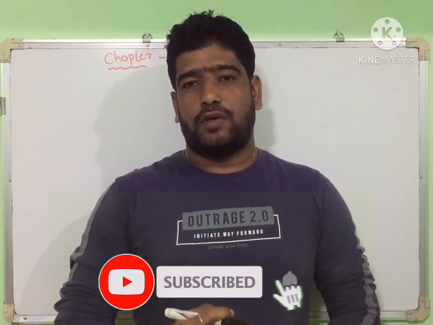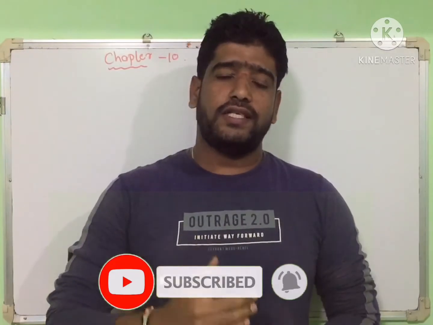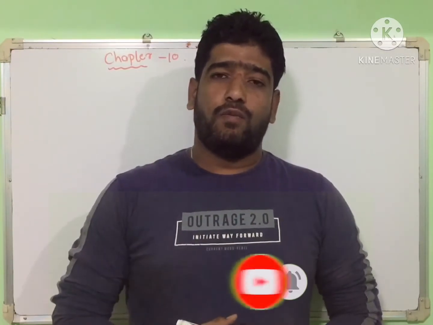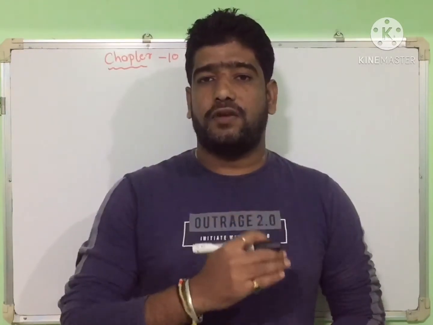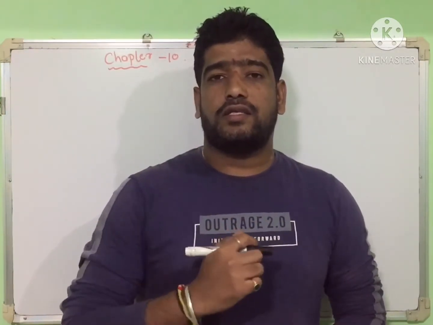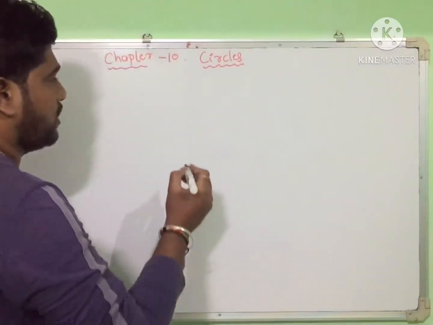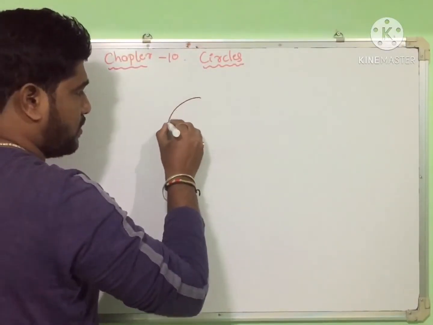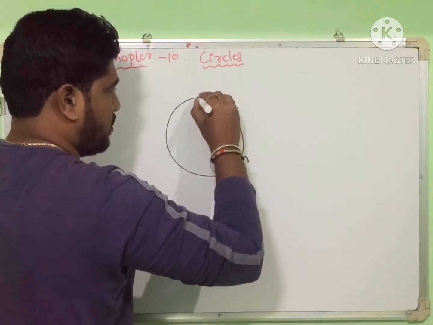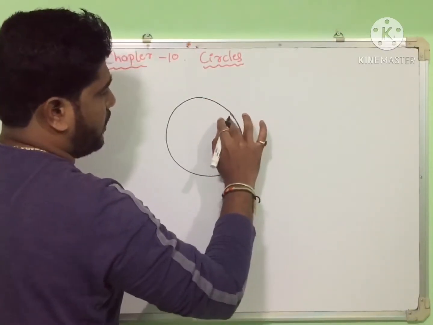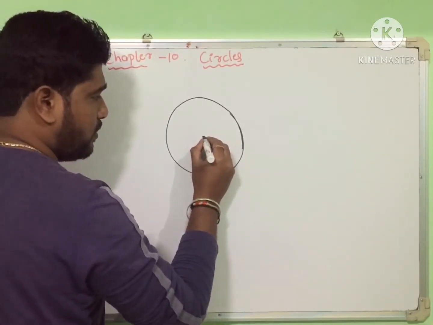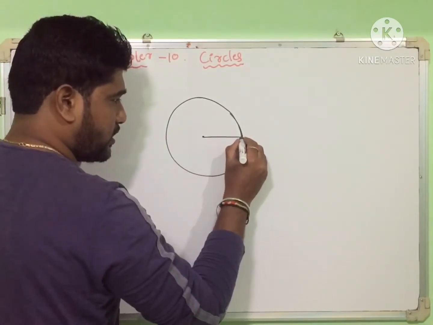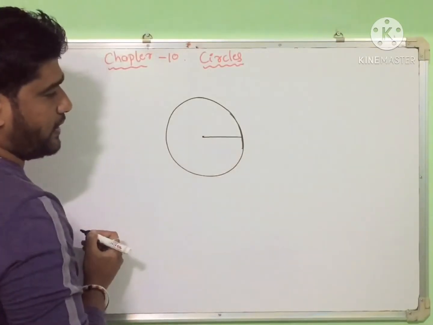Hi, welcome back students. In today's session I am going to start a new chapter, that is the circle. So what is a circle? The collection of points in a plane which are at a fixed distance from a fixed point in the plane is called a circle. So here it is a circle.